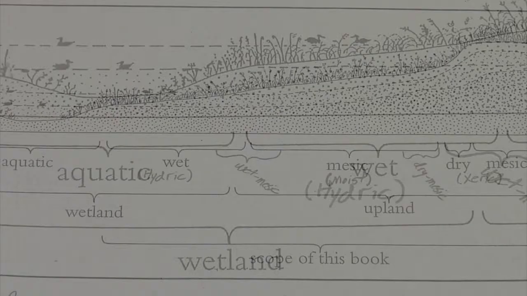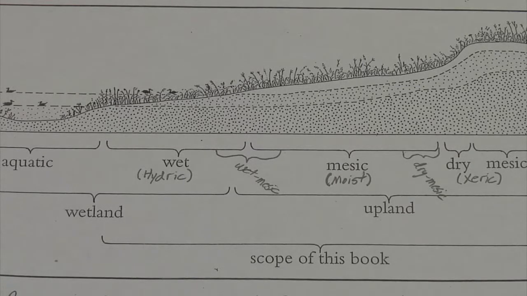Further up on the slope you have something in between, which is wet mesic, and these are soils that can be inundated, but for a very brief time. Most of the time during the growing season, these soils will be dry, but there'll be plenty of moisture available for plant growth. That's wet mesic soils.